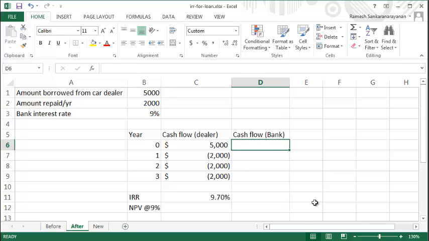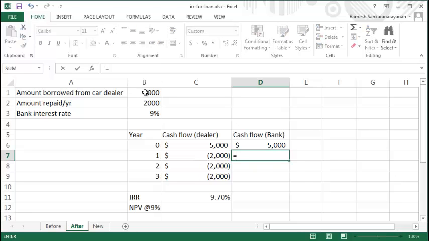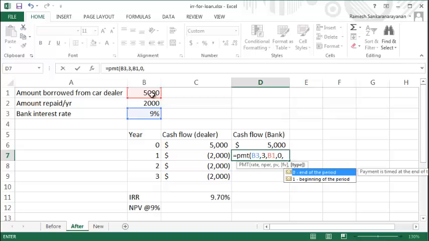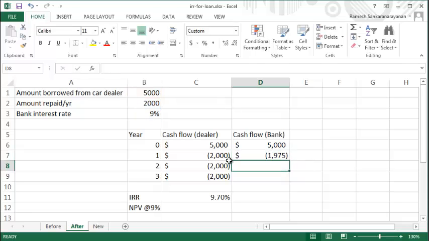And to see that, let's estimate the cash flow from the bank. If you were to borrow this money from the bank, you would borrow 5,000 in the beginning. And I'm going to use the PMT function to estimate how much you'll pay on an annual basis. The interest rate is 9%. The number of periods is 3 because you're repaying in 3 years. The present value is what you borrow initially. The future value is 0 because you intend to repay the full amount. And the type here, we want to say 0 because you repay these dollar amounts at the end of each year instead of at the beginning. So I'll complete the parenthesis. So you will be repaying $1,975 every year if you were to borrow at 9%.